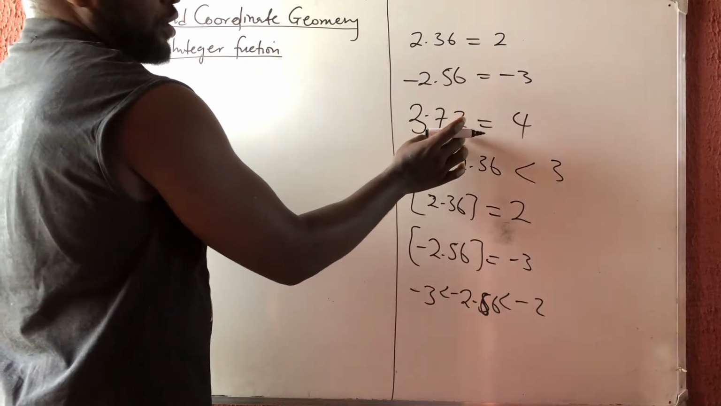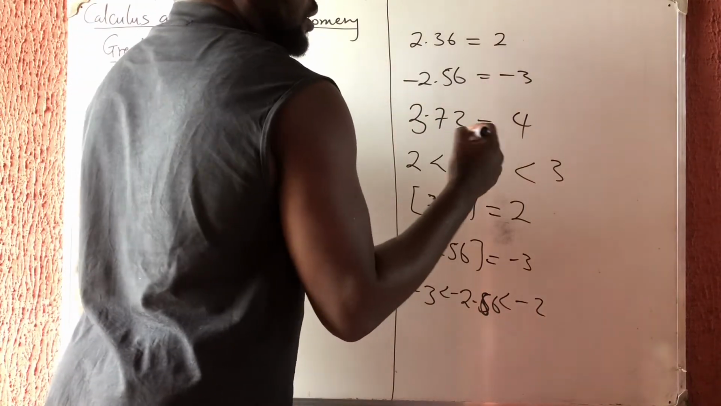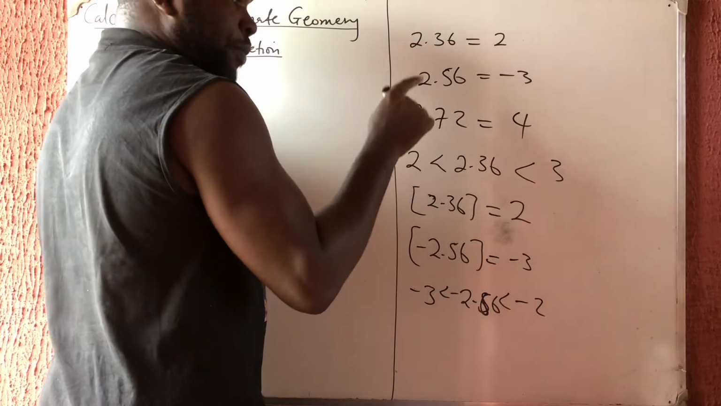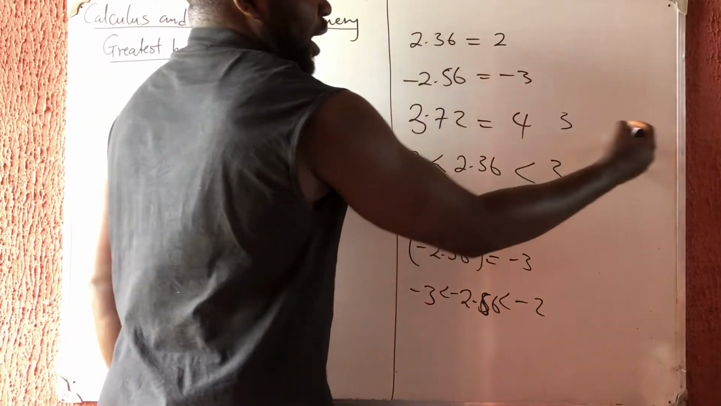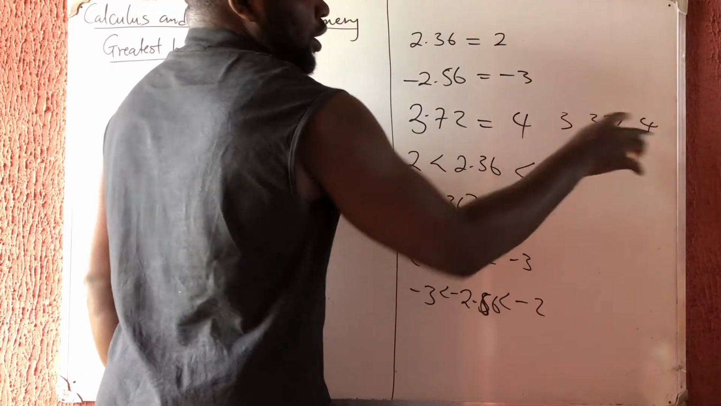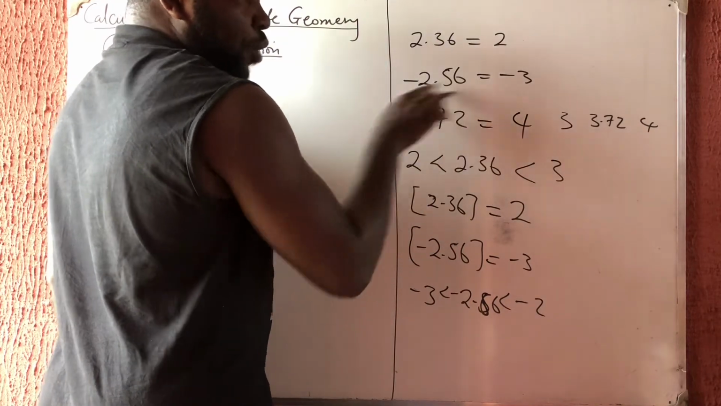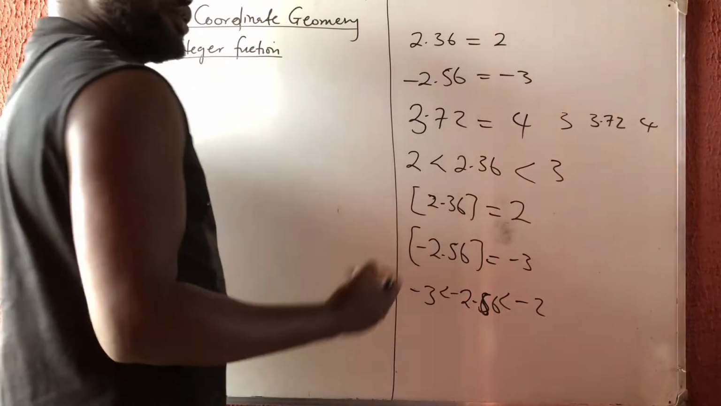But look at this one, for instance. We got 4 here for normal approximation, but let me show you. For the greatest integer function, the whole numbers or integers that 3.72 will be in between are 3 and 4. And the one on the left hand side is 3. See, the answer for normal approximation is 4 here, but for the greatest integer function it is 3.